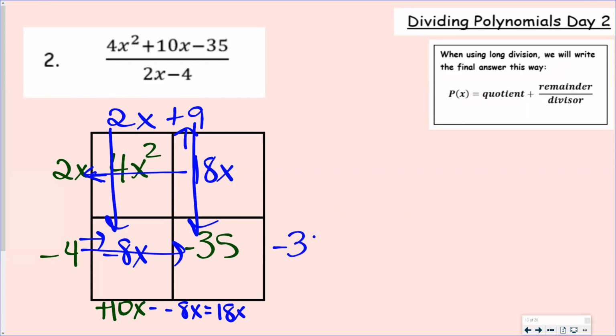It is negative 36. So what is it that we need to do? We need to subtract these two numbers and find out what our remainder is. Our remainder, in this case, is going to be 1. Negative 35 minus negative 36 is positive 1. So the final answer will be our answer of 2x plus 9 plus our remainder over our divisor.